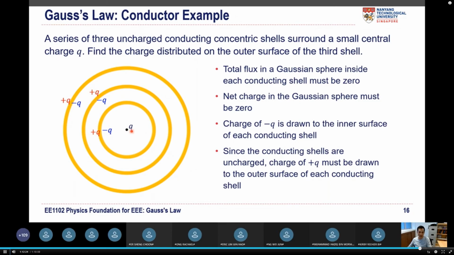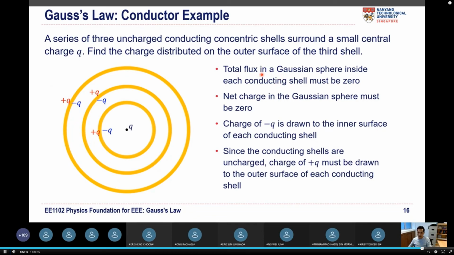So we have a charge Q inside here. Find the charge distributed on the outer surface of the third shell. The outer surface is going to be out here, beyond the second shell and the third shell. I've already put in the answer here, that is positive Q. But let's look at how we get to that answer.